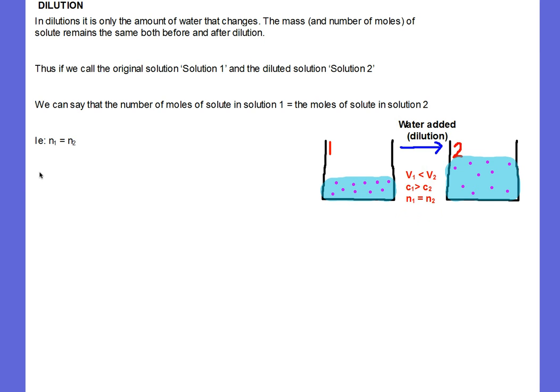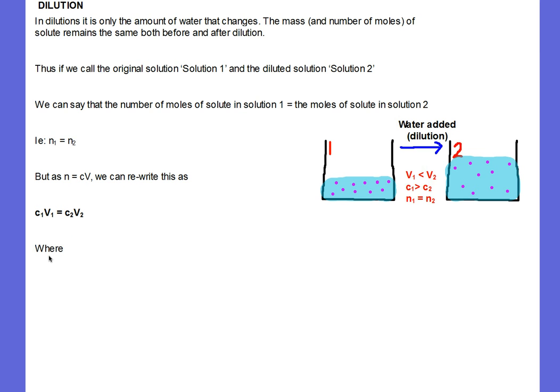So we can make the conclusion the moles of solute in solution 1 equals the moles of solute in solution 2. But because we know number of moles is equal to the concentration times volume, we can rewrite that as the concentration of solution 1 times the volume of solution 1 must be the same as the concentration of solution 2 times the volume of solution 2, because the moles are the same in each. Basically what's happening is if we're increasing the volume, we're decreasing the concentration by just the same amount, so this product remains the same.